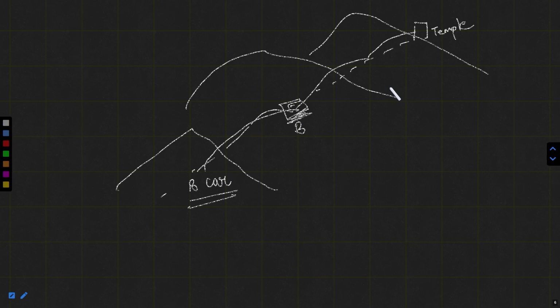Whether he will go to the temple or not. Maybe he will divert from here. Maybe from this direction he will divert to this side. But at this position, I cannot say that B is going to the temple. I can only see that B is going in that particular direction. But it is not at all clear whether he is going to the temple or not. So here we can just say that B is going towards the temple.